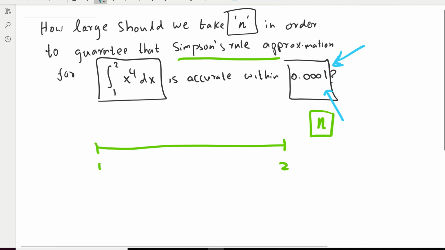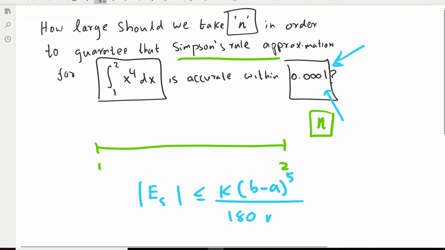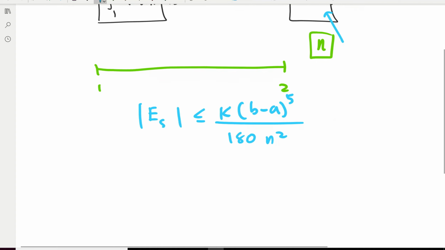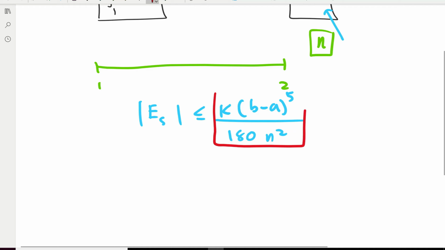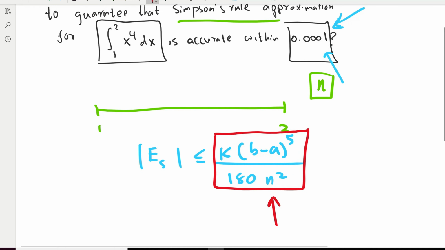Now this has something to do with the error bound formulas. The error bound formula for Simpson's rule is K times (b minus a) to the 5 divided by 180 n to the 4. What's the meaning of this error bound formula? What I'm highlighting in red is the worst case scenario, the largest error that you can get if you use Simpson's rule for a certain number of subintervals n.